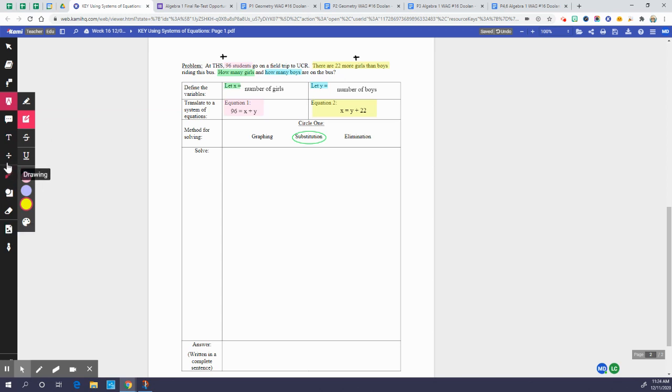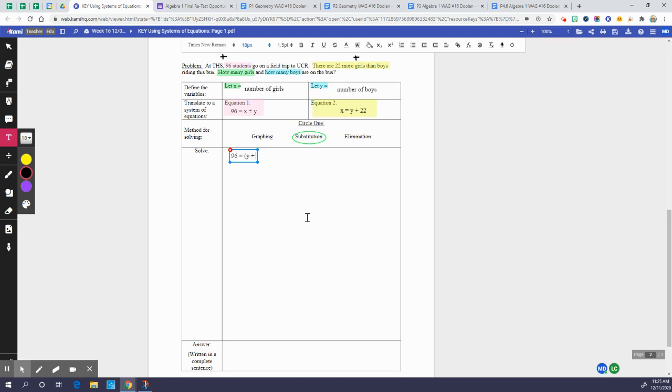And now we're going to solve. Using substitution, since I already have the yellow one, x equals y plus 22, that's ready to substitute. I'm going to start typing out the second equation, 96 equals, and then instead of x, I'm going to put what x is equal to, y plus 22. I'm just putting in parentheses right now to show that I substituted in that value. And then the rest of my equation 1 plus y. All right, and so now we're just going to solve this equation for y.